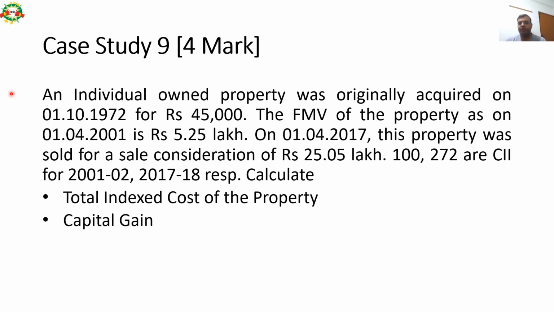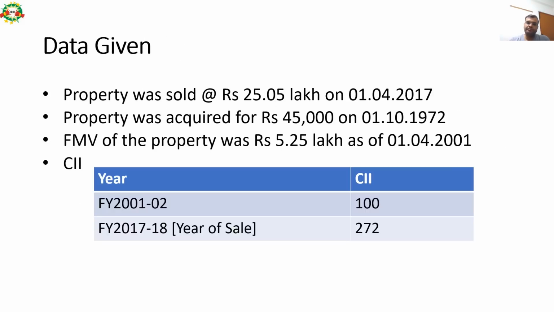An individual owned property was originally acquired on 1st October 1972 for rupees 45,000. The fair market value of the property as on 1st April 2001 is 5.25 lakh. On 1st April 2017, this property was sold for a sale consideration of 25.05 lakh. 100 and 272 are cost index for 2001 and 2017-18 respectively. Calculate index cost of property and capital gain.